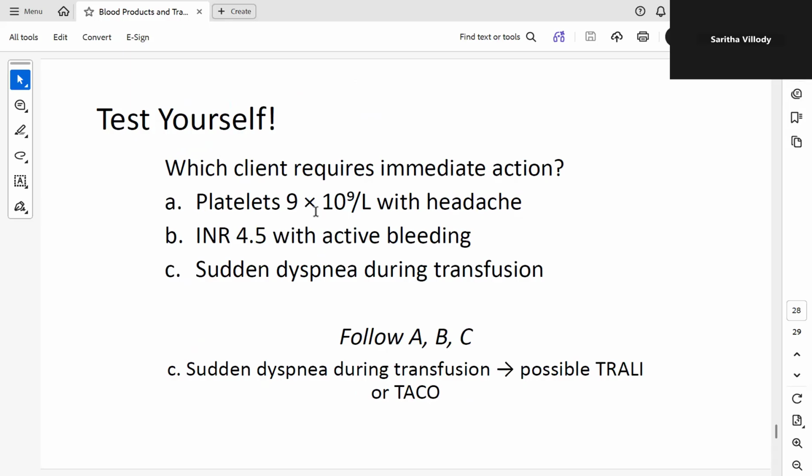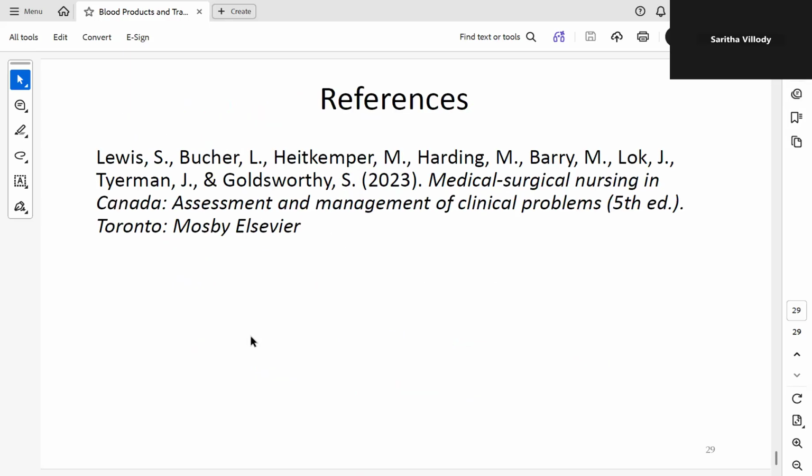So which patient require immediate action? Platelets 9 with headache, INR 4.5, sudden dyspnea during transfusion. Always follow the ABC pattern. You won't get it wrong. So prioritization of care, sudden dyspnea patient. That's about this week's lesson.